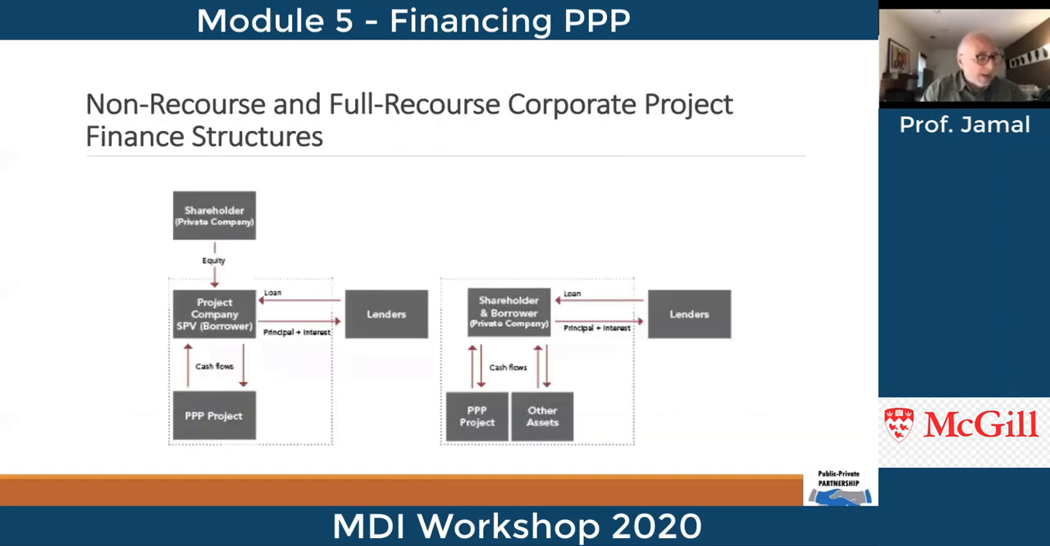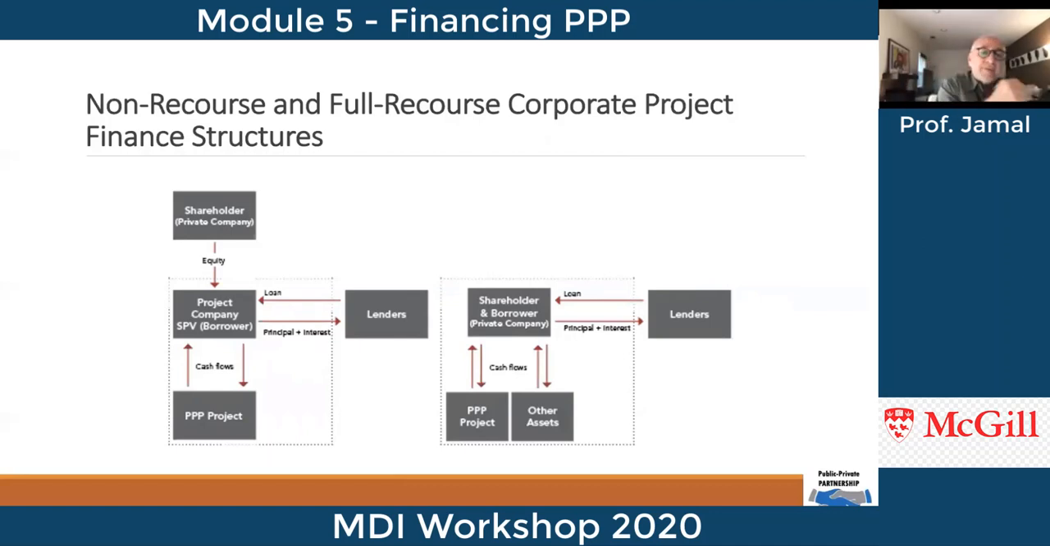So if we look now at the structure of the non-recourse and full recourse project financing structure, as you will see here, we'll have the lender on one side, which provides a loan to the shareholder. The shareholder is supposed to pay back to the lender principal plus interest. There is a cash flow generated from the PPP project that will go back to the shareholder and the borrower.